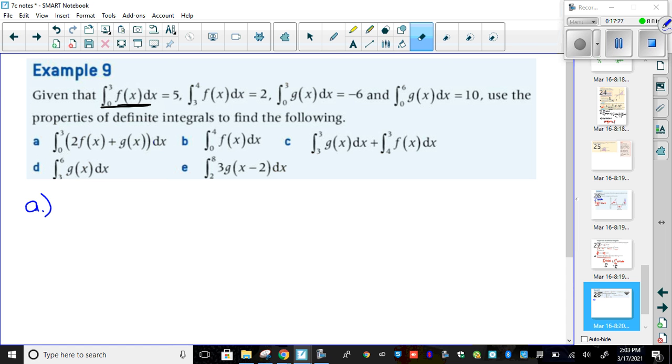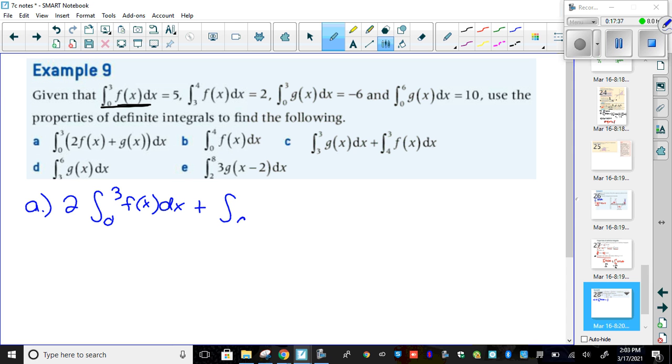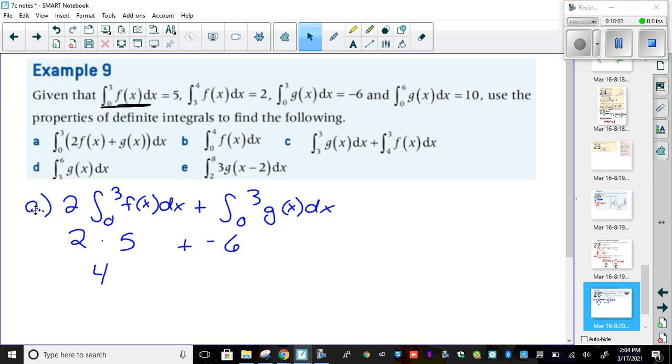So therefore, that 2 is just in front of the f of x, so that's the integral from 0 to 3 of f of x dx plus the integral from 0 to 3 of g of x dx. Again, making sure that you understand where that 2 goes. Which gives me 2 times 5 plus, that's negative 6. So that answer is 4. Good so far? Excellent. On to B.